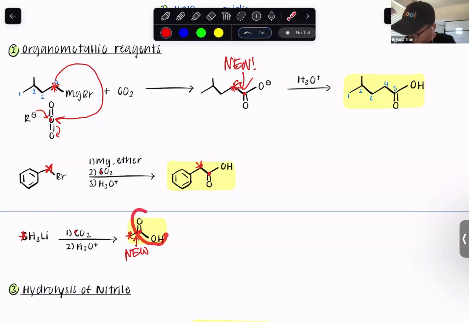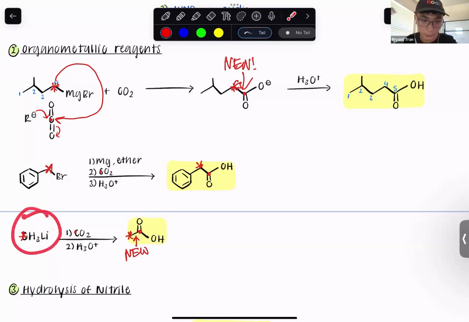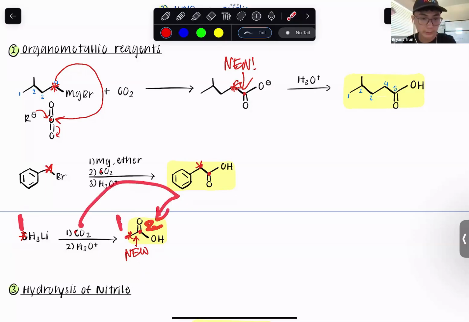And then this right here came from the CO2, right? Think of this Li as the MgBr. It will just dissolve away in the solution, right? And we also increased the molecule's carbon count by 1, because we see here that on the reactant side, we have 1 carbon. In the product, we have 2 carbons. This extra carbon here that was not there before came from the carbon of the CO2, the carbon dioxide right there, right? Okay, any questions on this before we move on to hydrolysis of nitrile, the other method to form carboxylic acid?